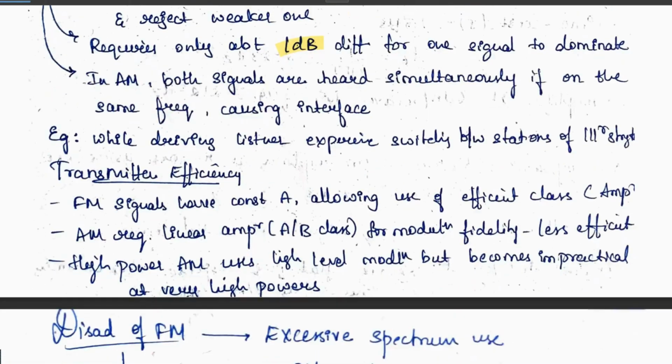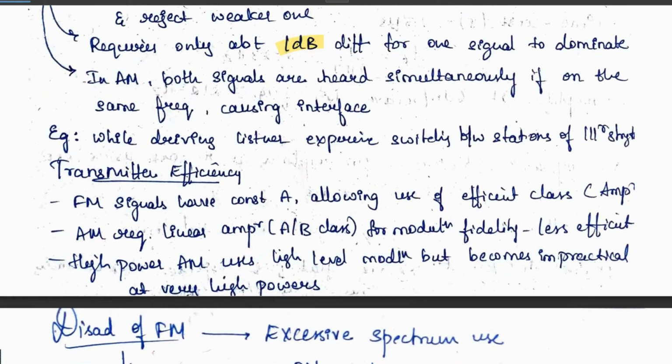Now the transmitter efficiency. Here FM signals have a constant amplitude, allowing use of the efficient class C amplifier. But AM requires a linear amplifier. For AM we require class A or B for modulating fidelity, which is less efficient. So high power AM uses high level modulation but becomes impractical at very high powers.